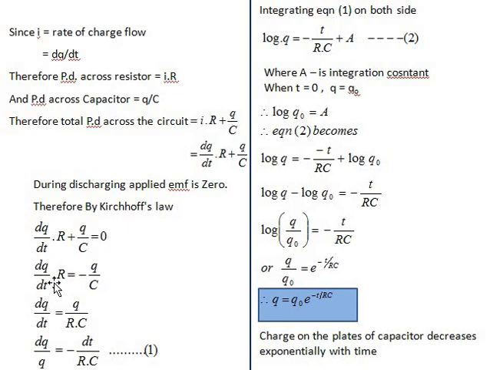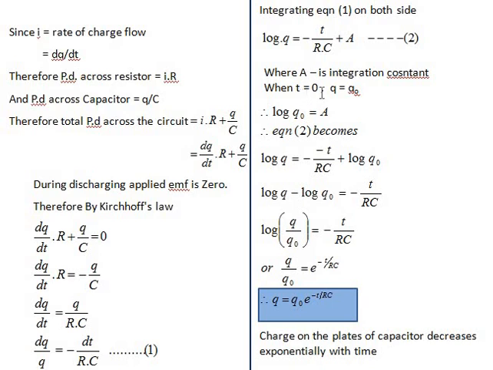So (dq/dt)·R = -Q/C, so dq/dt = -Q/RC, and dq/Q = -dt/RC. Integrating equation 1 on both sides, the integral of dq/Q is log Q, and it equals the integral of -dt/RC, which is -t/RC plus A, where A is the integration constant.